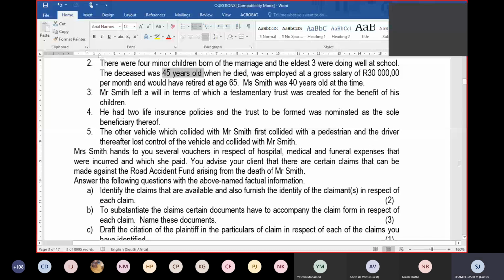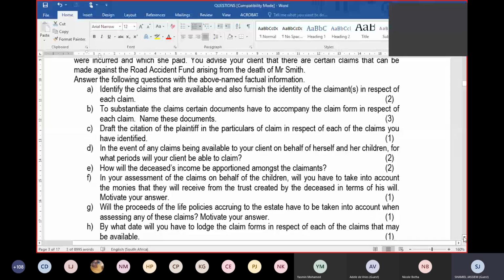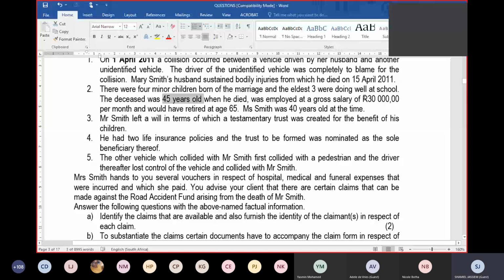E. How will the deceased's income be apportioned amongst the claimants? Now they say that he earned a salary of 30,000 Rand. There are 4 children and Mrs. Smith. So they are 5 in total. Obviously, each claimant cannot receive 30,000 Rand. There are 5 of them. If they each must receive 30,000 Rand, they will be making 150,000 Rand per month from the RAF, even though Mr. Smith only earned 30,000 Rand.